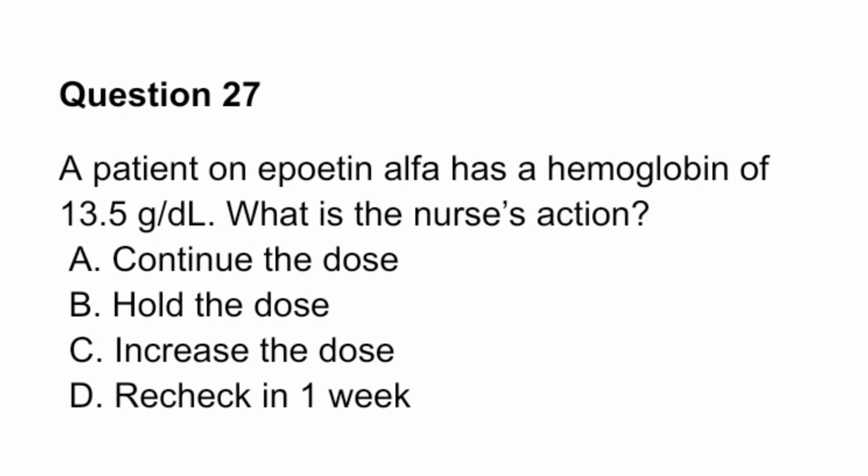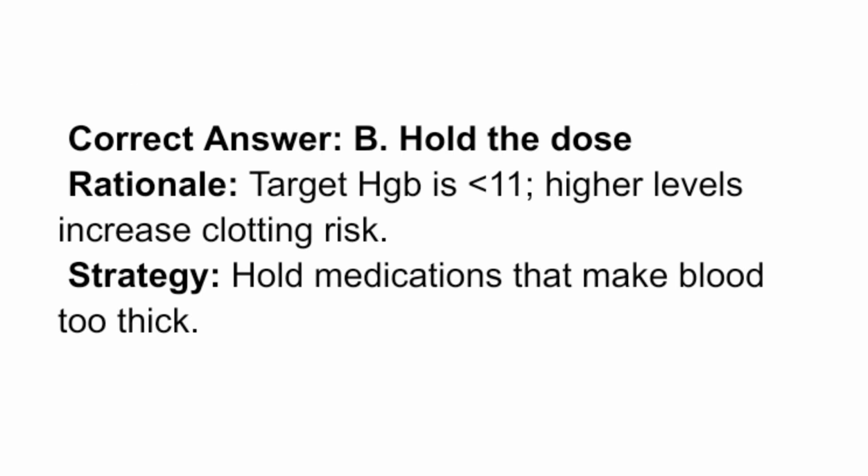Question 27. A patient on epoetin alpha has a hemoglobin of 13.5 g/dL. What is the nurse's action? A. Continue the dose. B. Hold the dose. C. Increase the dose. D. Recheck in 1 week. Correct answer, B. Hold the dose. Rationale, target hemoglobin is less than 11, higher levels increase clotting risk. Strategy, hold medications that make blood too thick.